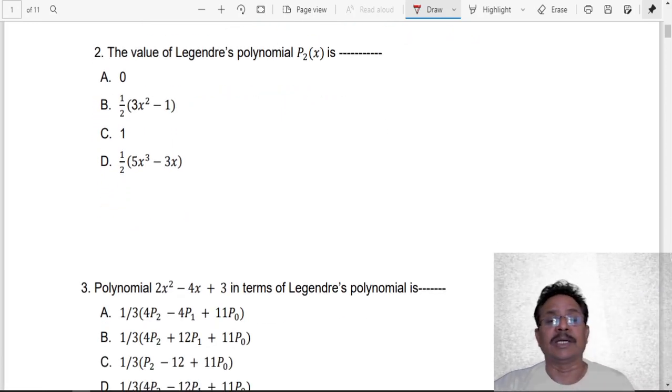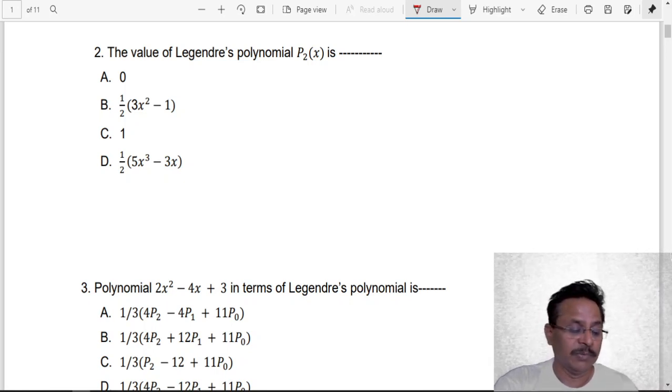Now, second, the value of the Legendre polynomial. Remembering Legendre polynomials is not that difficult. So what are the values of Legendre polynomials? We have already seen the values of the Legendre polynomials, which can be seen here, if you have seen this diagram earlier.